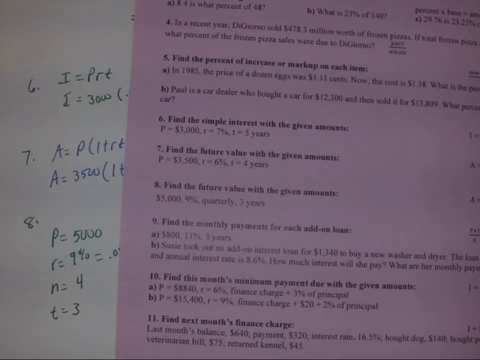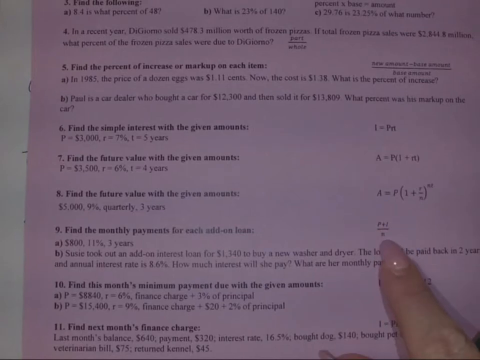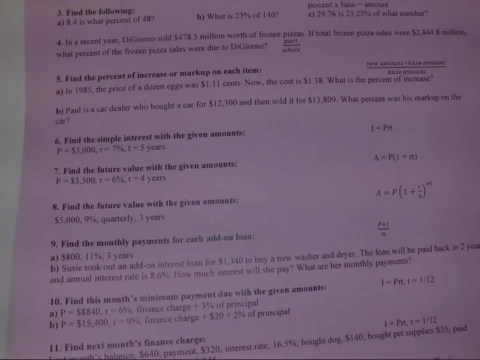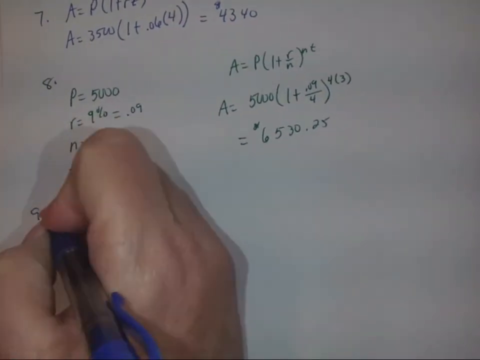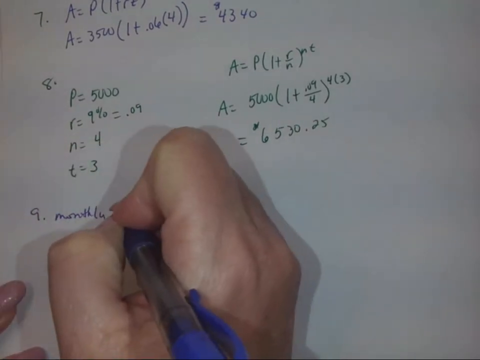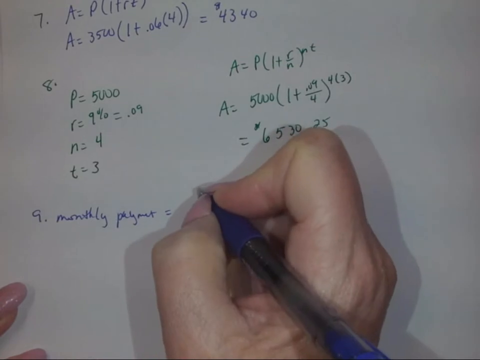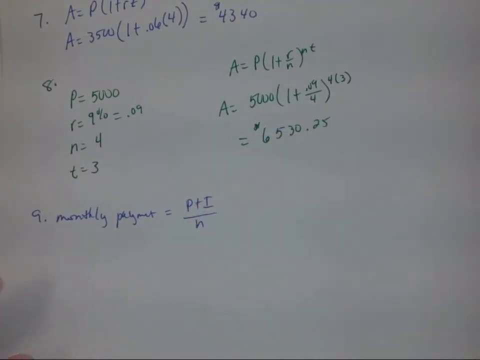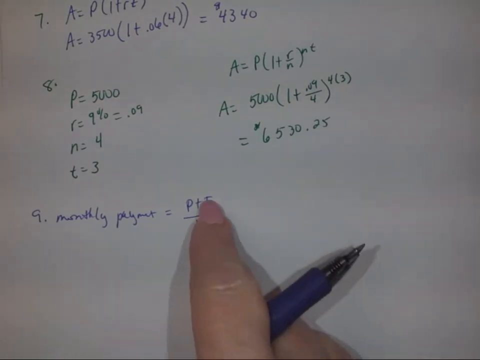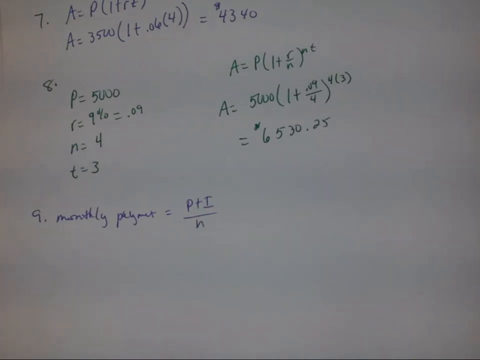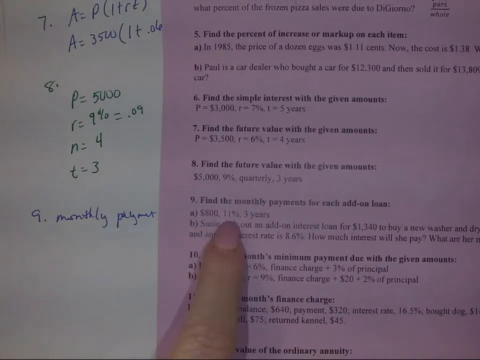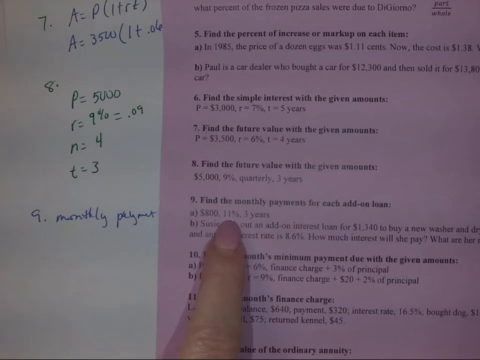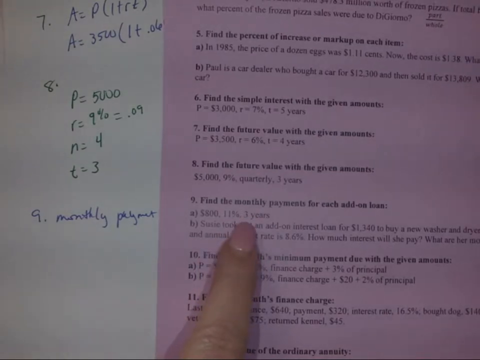So to find that, we are looking at the principal plus the interest divided by the number of payments. So our monthly payment is equal to our P plus I over N. That tells us we've got to find the I first. We know the principal, which was given to us as $800, so that's how much the P is. We have the rate, because we need that to find the interest, and we have the T, which is years.